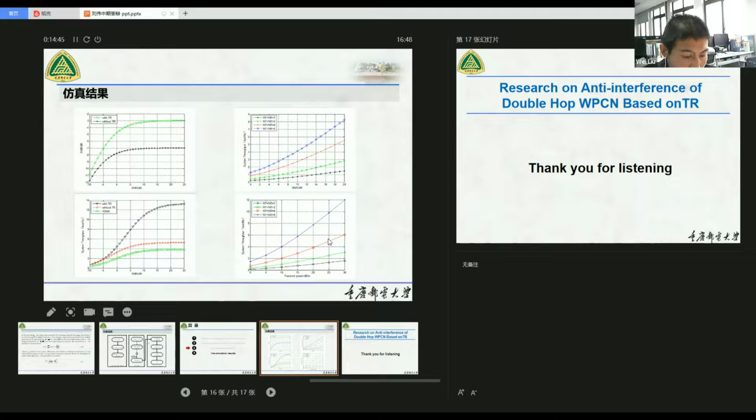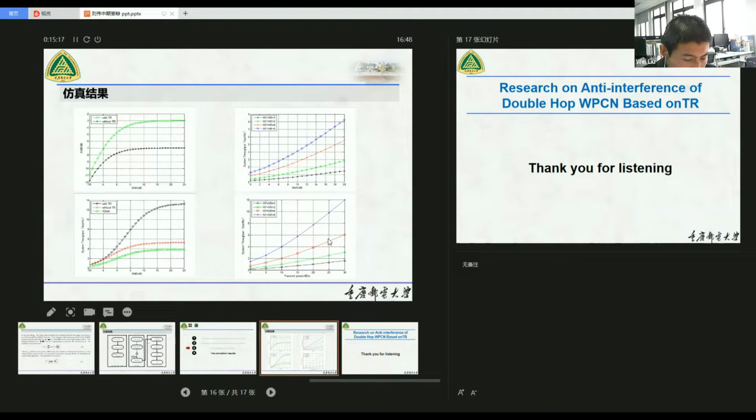The WPCN system has broad application prospects and can be used in various sensor networks. Future research can allocate and optimize resources for multi-antenna HAP and multi-user complex multi-cell environments and vehicle networking environments.